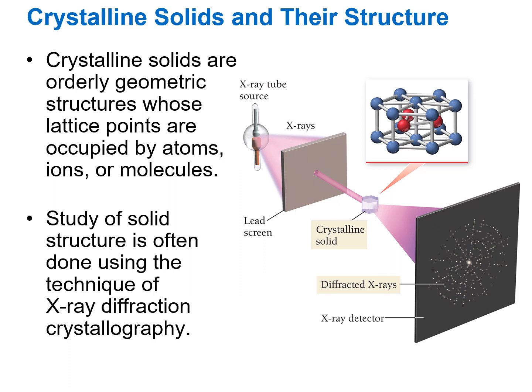So crystalline solids are ordered geometric structures whose lattice points are occupied by atoms, ions, or molecules. We can tell that something is crystalline just by looking at it. If you look at a quartz crystal, for example, that hasn't been polished and has an exposed surface, you'll notice that it has flat faces and pretty sharp angles. Those flat faces and sharp angles are evidence of a crystalline structure, that it has that geometric organization. Now, in order to study these solids, we use a technique called X-ray diffraction crystallography.